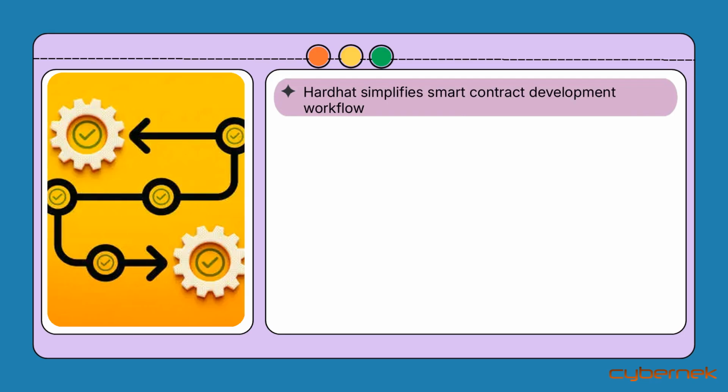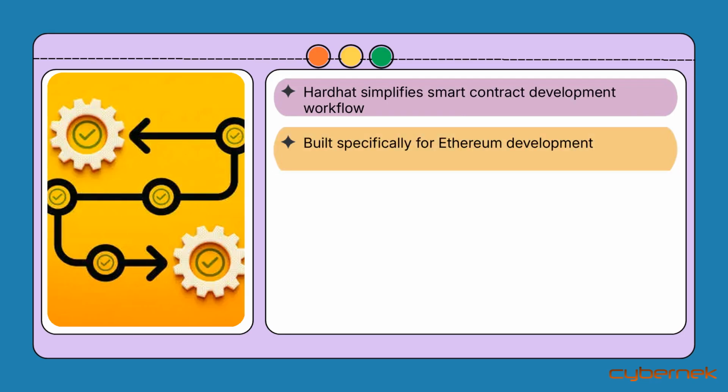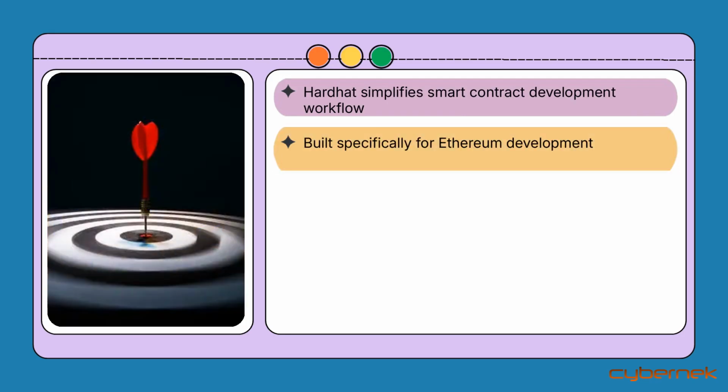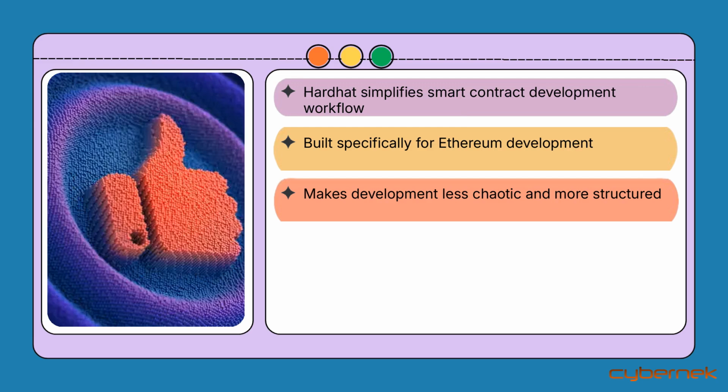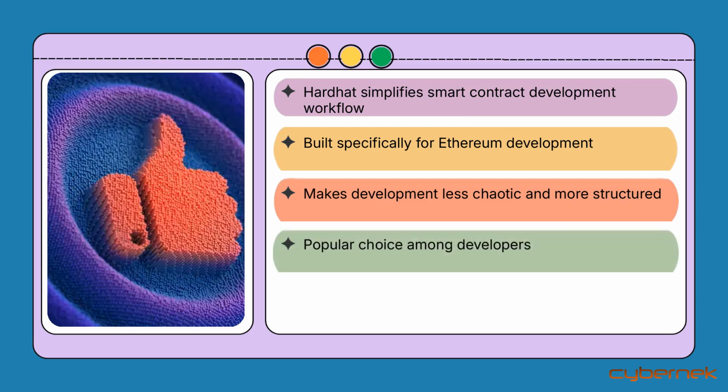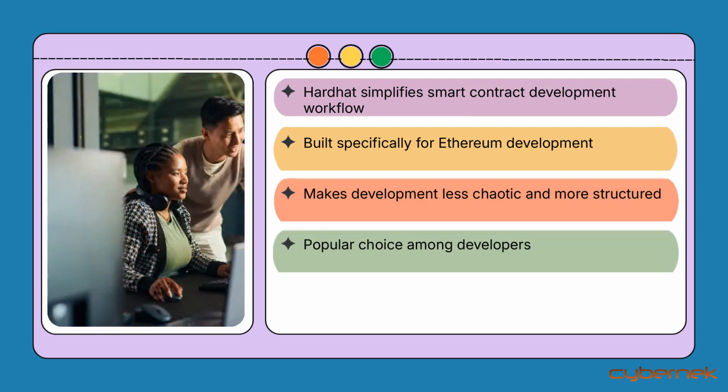Well, imagine trying to build a house without proper tools. You might manage it, but it's going to be messy and take forever. That's essentially what developing smart contracts was like before frameworks like Hardhat came along. Hardhat is a development environment that makes building, testing, and deploying smart contracts feel less like wrestling with a bear and more like, well, actual development work. It's built specifically for Ethereum, and honestly, it's become the go-to choice for most developers I know.